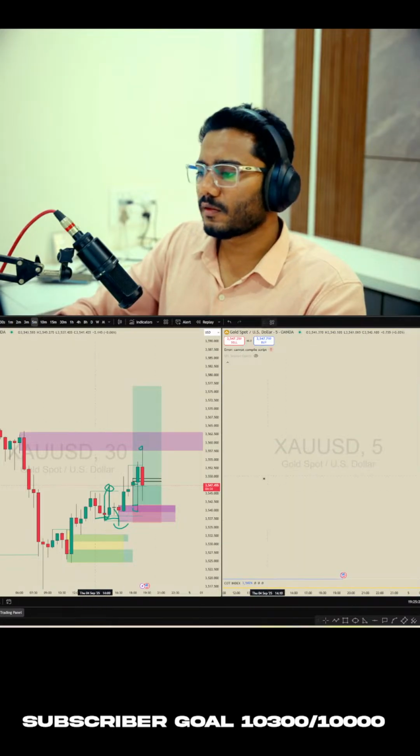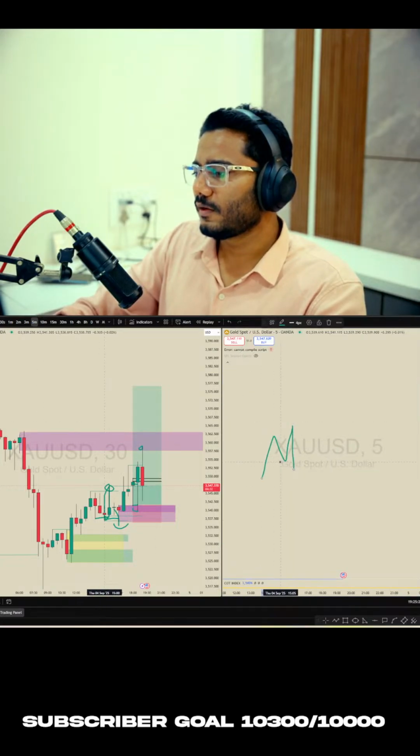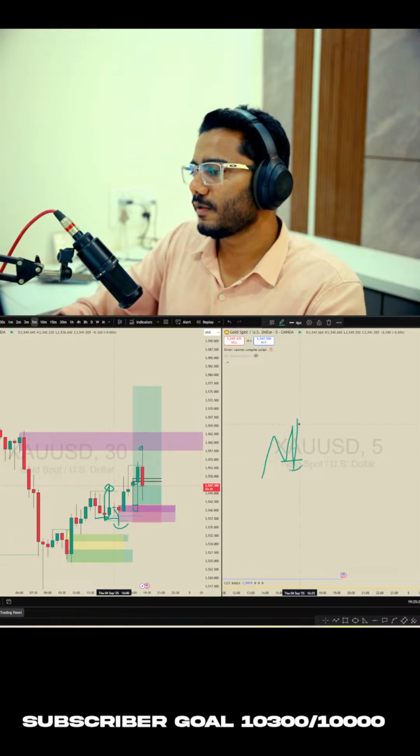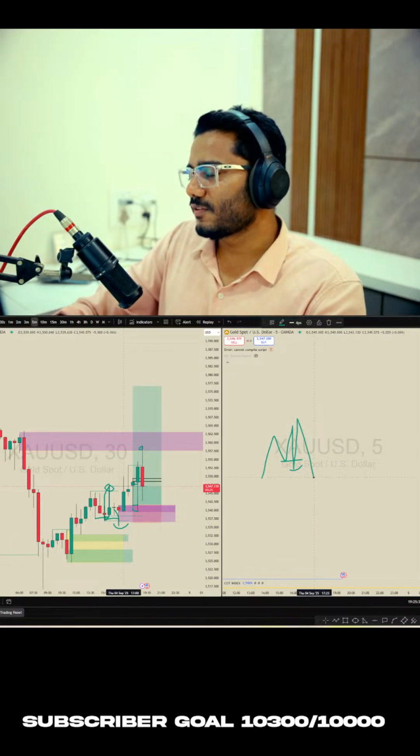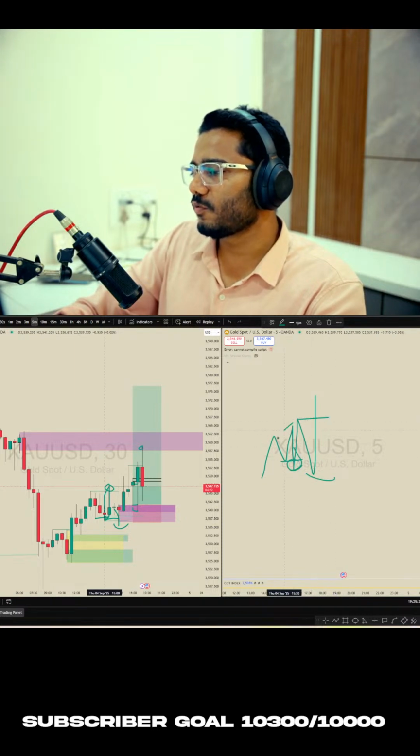Let's say if price takes out this low and goes to the upside, this is our strong low, right? But if price breaks this low and again breaks the structure, now this is our strong low. So we don't care about what this structure does.